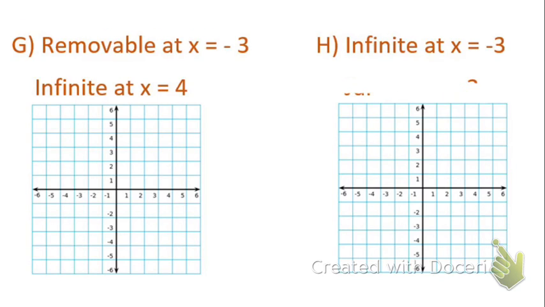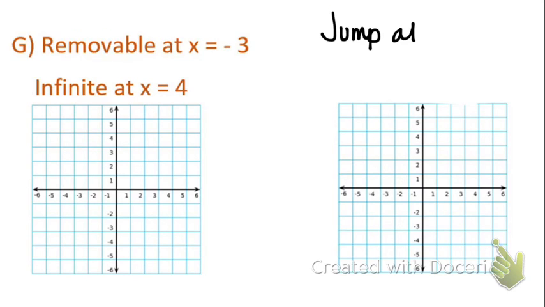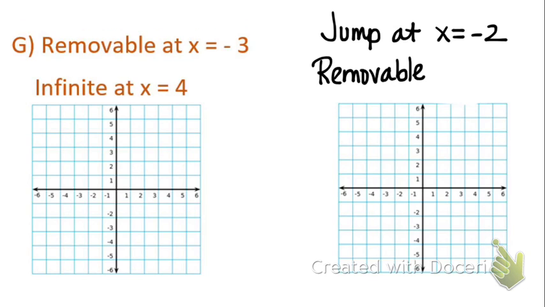So let's just call this next one. Let's say this last one, I want you to draw, I want a jump at x equals -2. And I want a removable at x equals 1. Try to draw that.